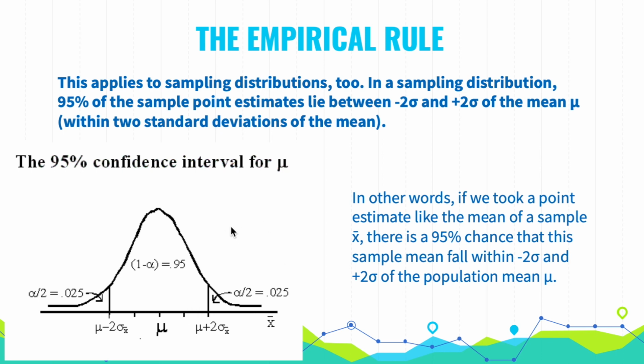I want to introduce you to some of the things you're seeing here. See this little fish-shaped character? That's called alpha, and we're going to talk about alpha in a little bit. And you can see that we're saying 1 minus alpha is 0.95. Alpha is what many people call our P level, which you may have seen in published social science papers.